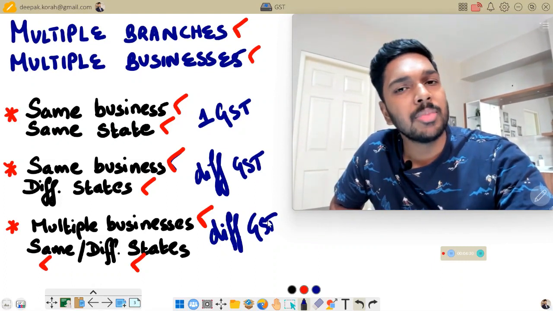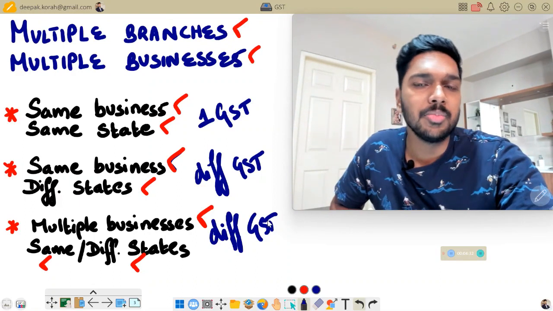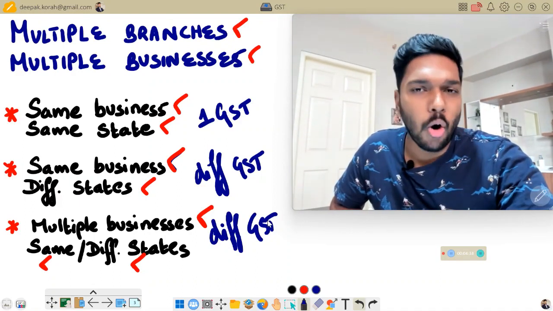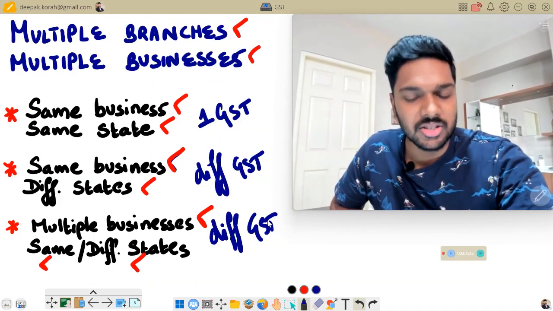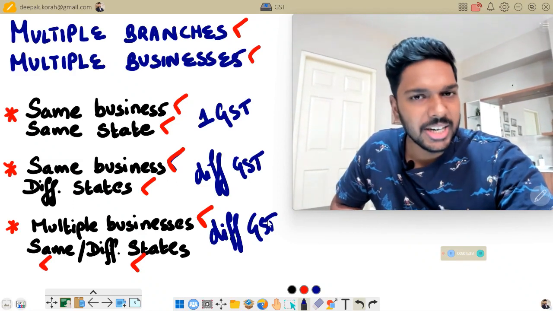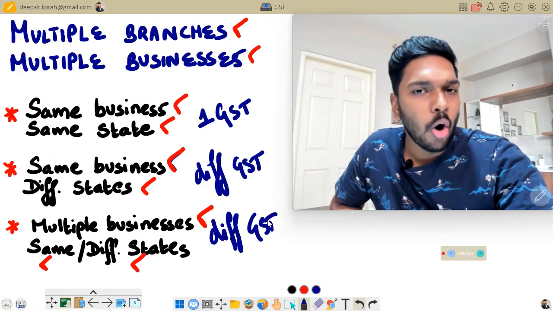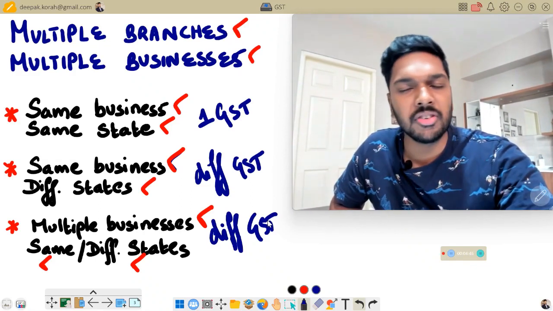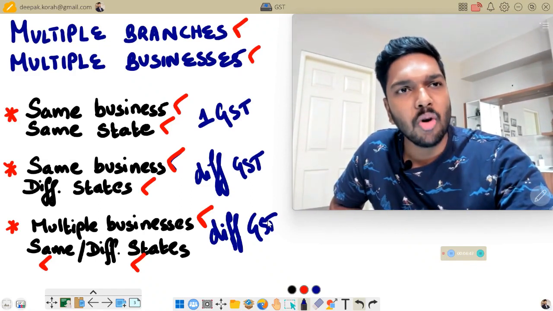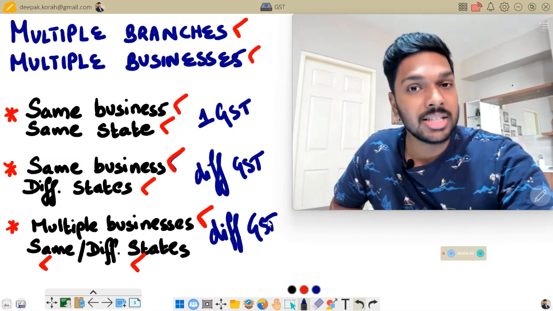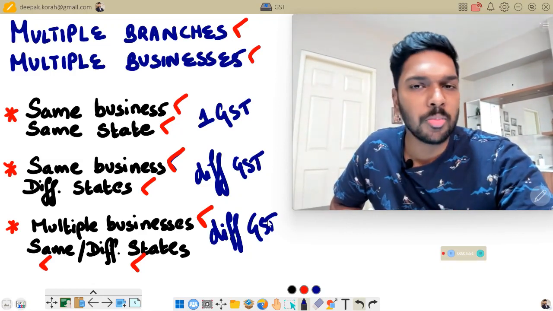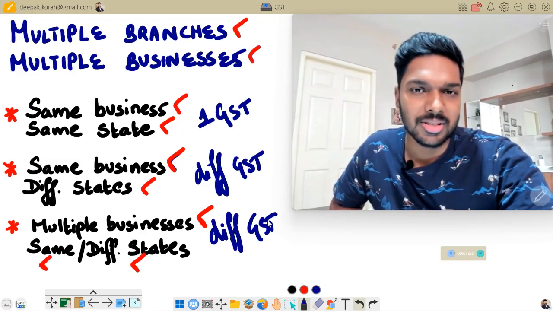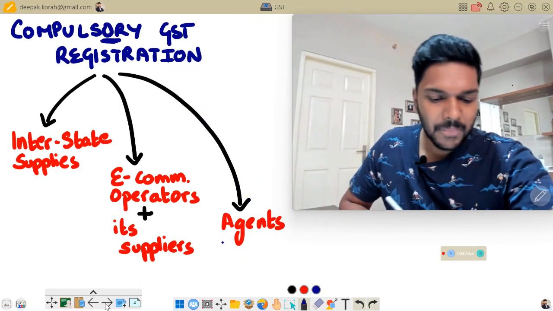If you have a footwear business in Karnataka and you have some other business in Kerala, then obviously you need to obtain two different registrations. So in short, for summary, the moment you have an office or a branch in a different state, you need to obtain a different GST registration number. And the moment you have multiple businesses, either in the same state or in a different state, you need to obtain different GST registration numbers.